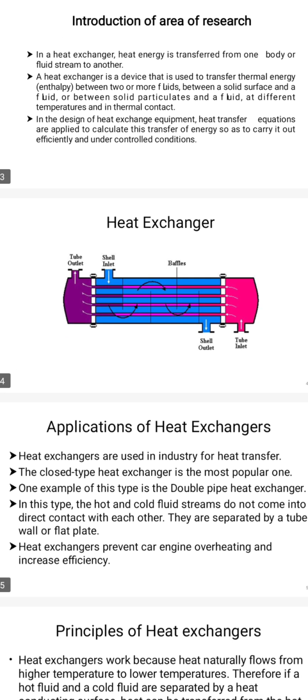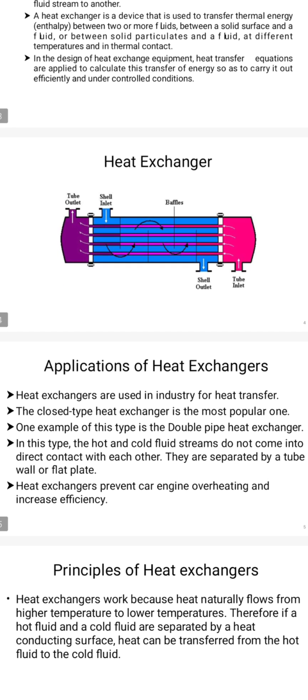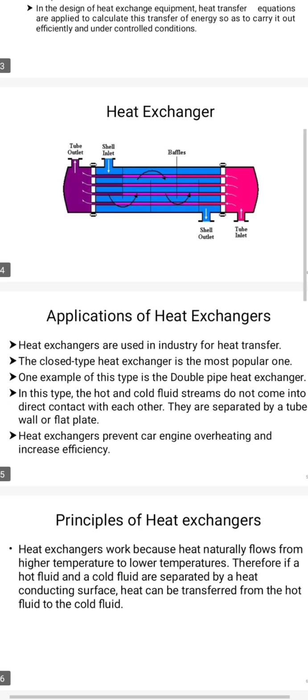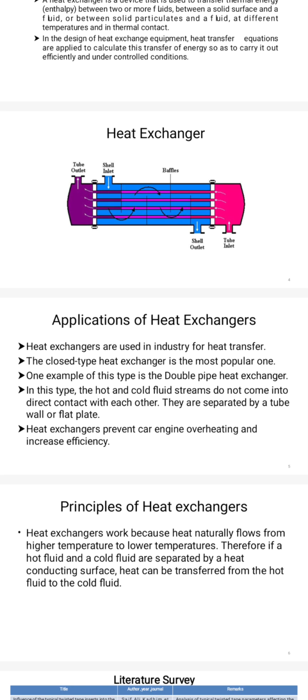Next point is the applications of heat exchangers. In this topic we will see what are the applications of heat exchangers. First one is that heat exchangers are used in industry for heat transfer. The closed type heat exchanger is the most popular one. One example of this type is the double pipe heat exchanger.